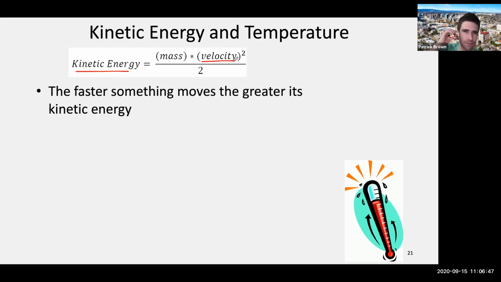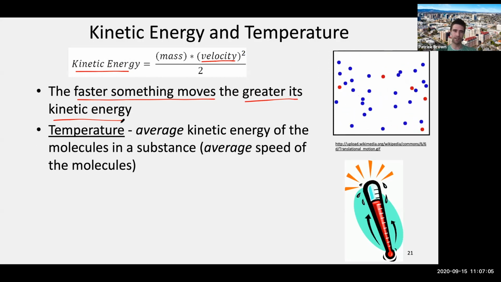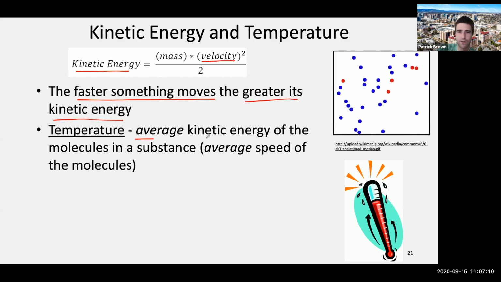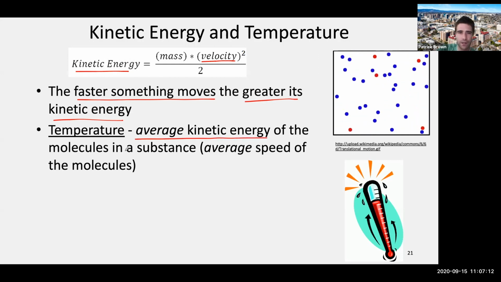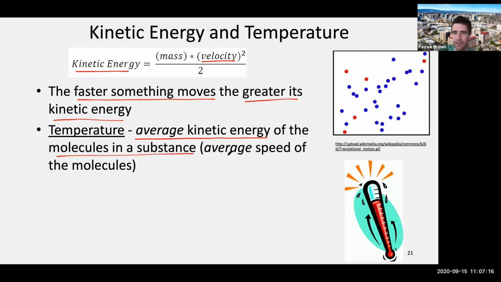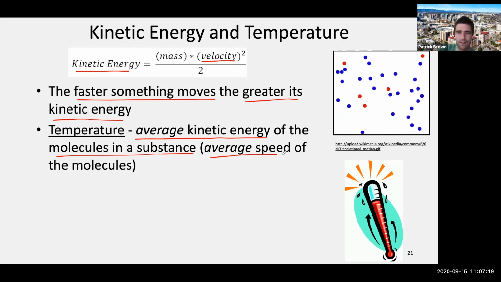You don't need to memorize the equation or anything, but you have to know that the faster something is moving, the greater its kinetic energy. That's pretty intuitive. And then the big punchline for temperature is that the definition of temperature is the average kinetic energy of the molecules in a substance. So essentially the average speed of those molecules.